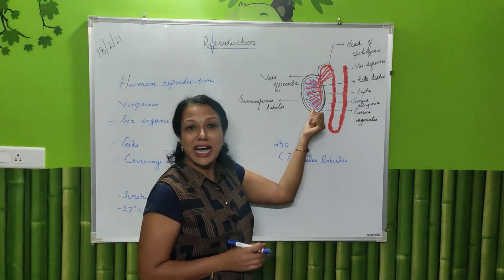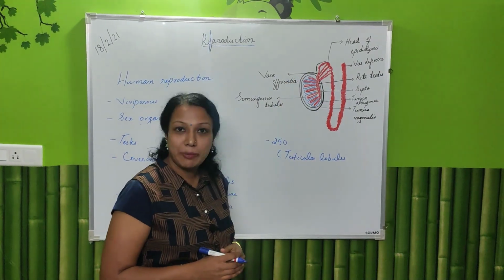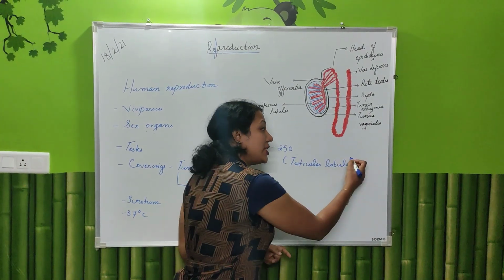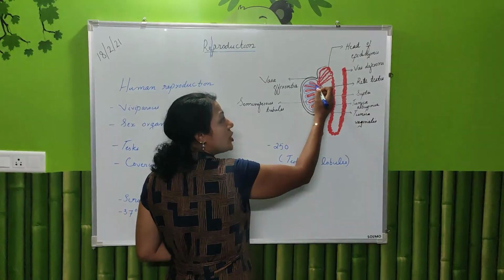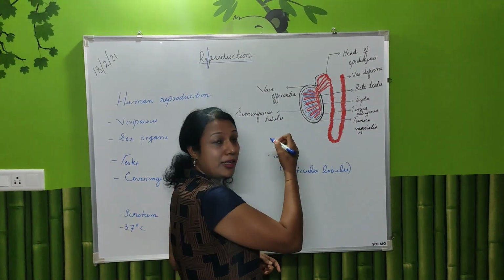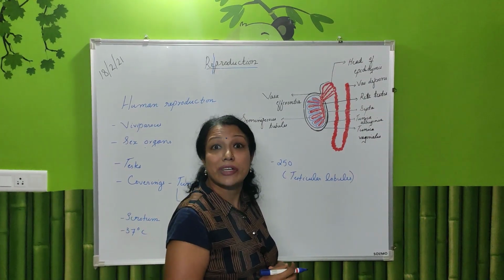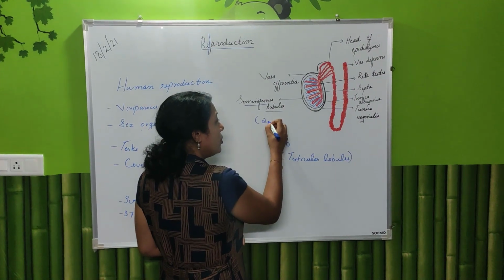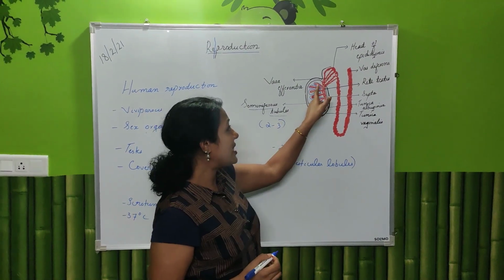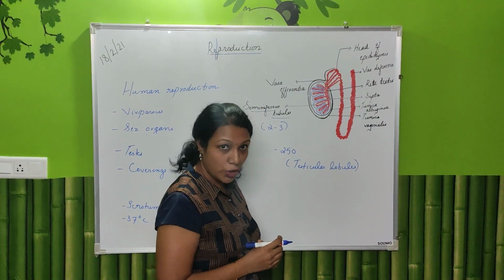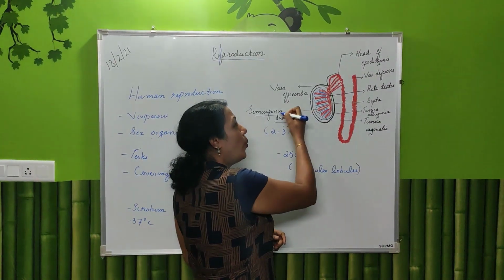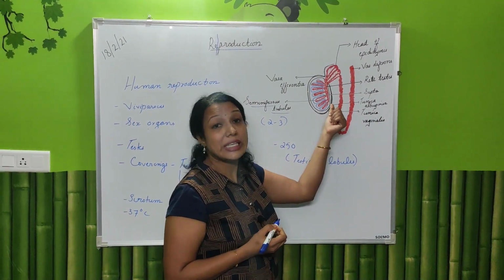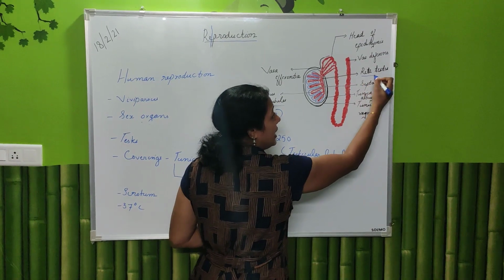So testis is divided into compartments. How many compartments? 250 compartments are there. They are called the testicular lobules. Inside each lobule, can you see this red color? So these are called seminiferous tubules. Can you see? These are the seminiferous tubules. So we have 2 to 3 seminiferous tubules present in each compartment. Now one end of the seminiferous tubules is connected to rete testis. Can you see here? Rete testis.